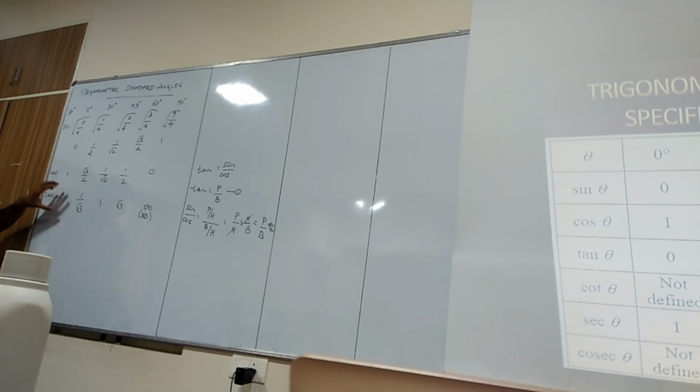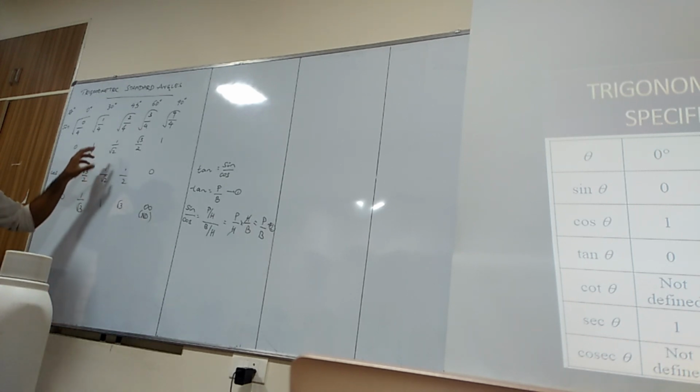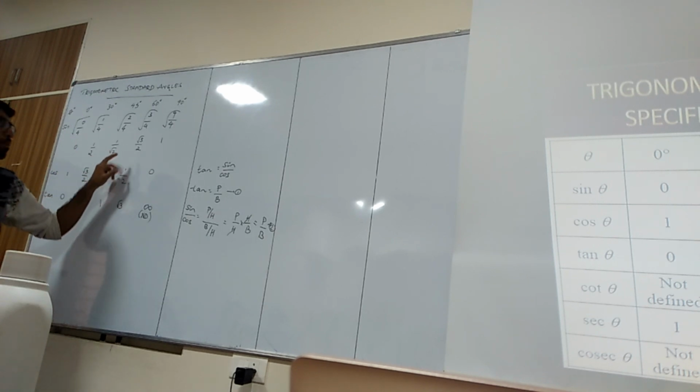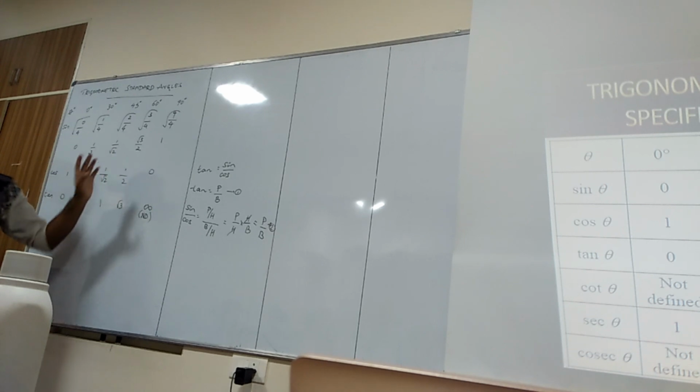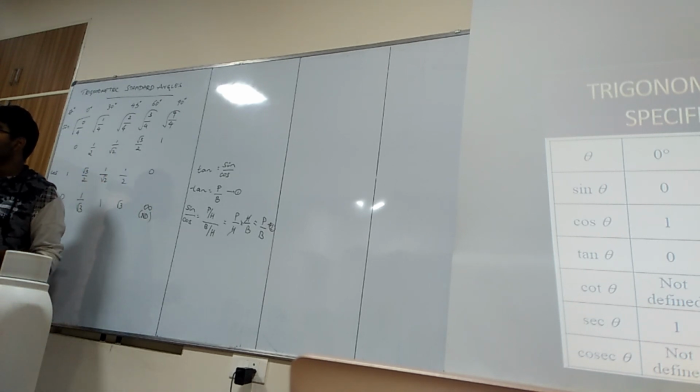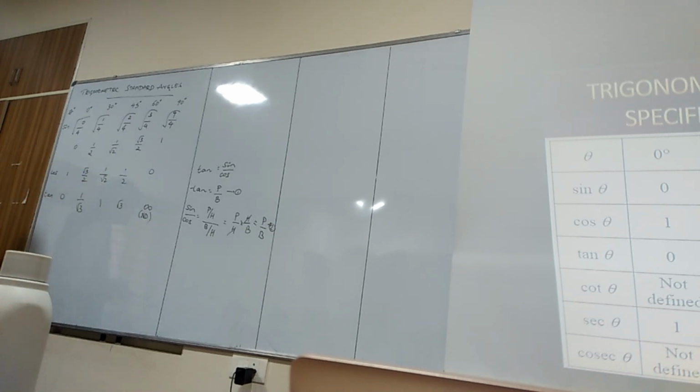0 by anything is 0. 1 by 2 divided by root 3 by 2 is 1 by root 3. 2 and 2 get cancelled. So 1 by root 3. 1 by root 2 divided by 1 by root 2 is 1. So root 3 by 2 divided by 1 by 2 is root 3. 1 by 0. Anything divided by 0 is infinity. This we all have learned. Anything divided by 0 is infinity. Goes to infinity, not defined.